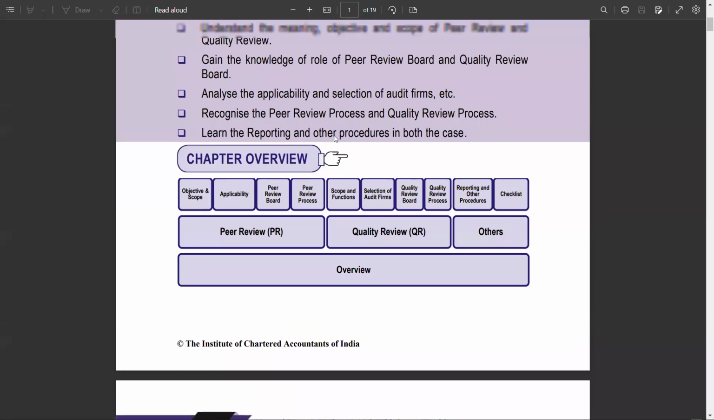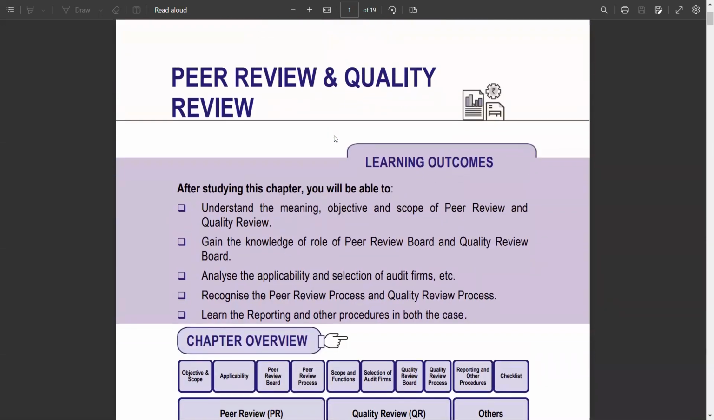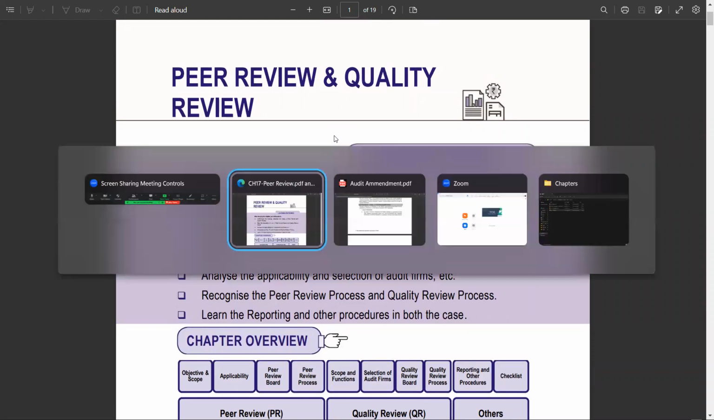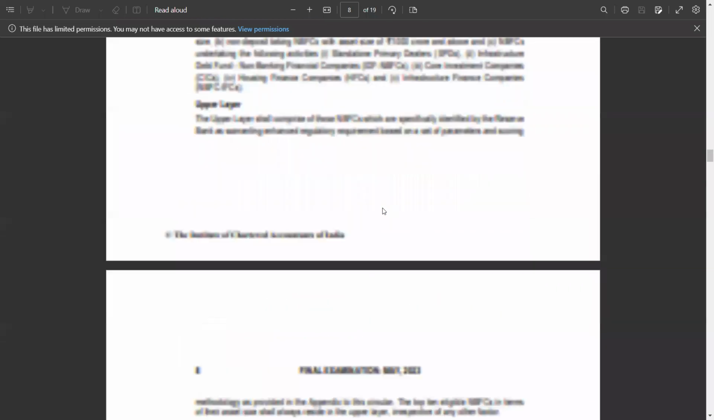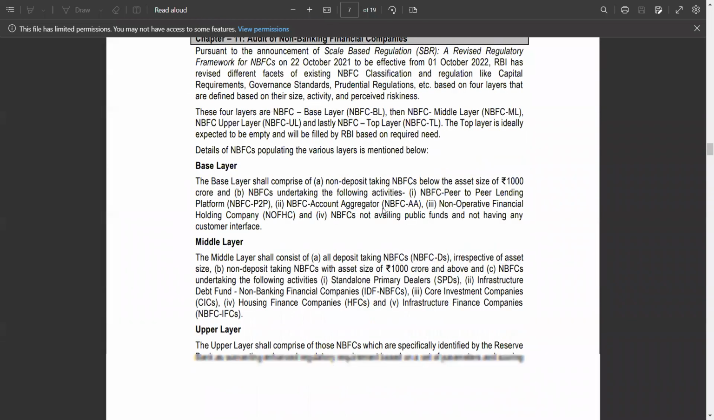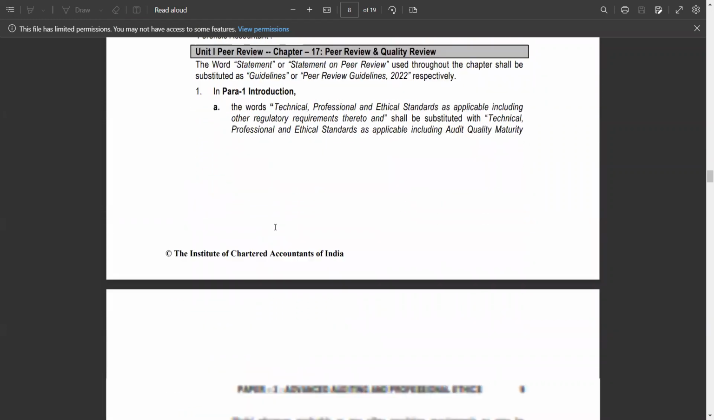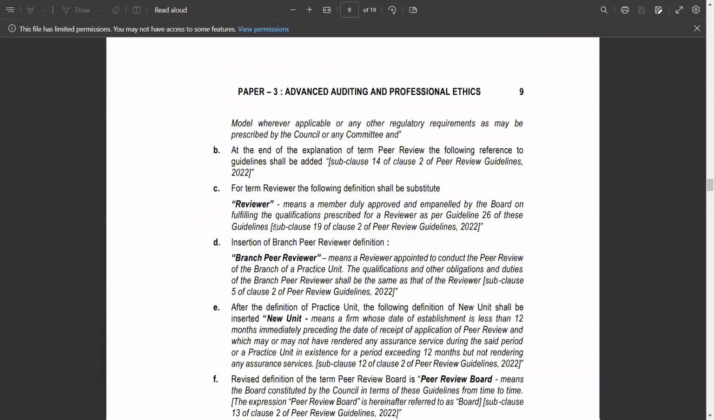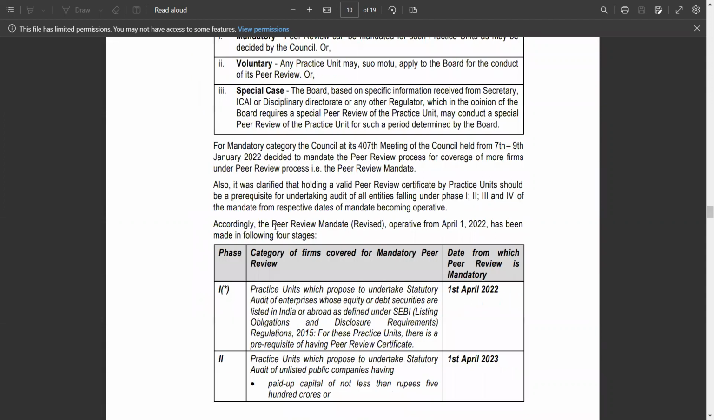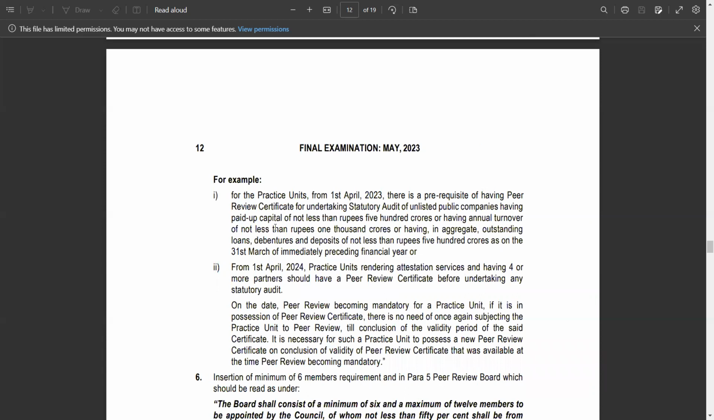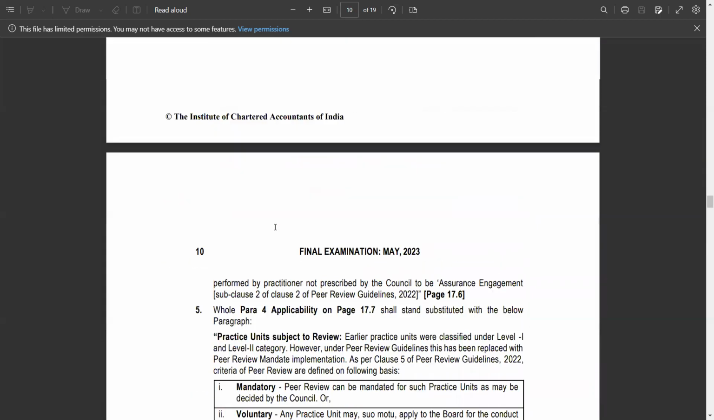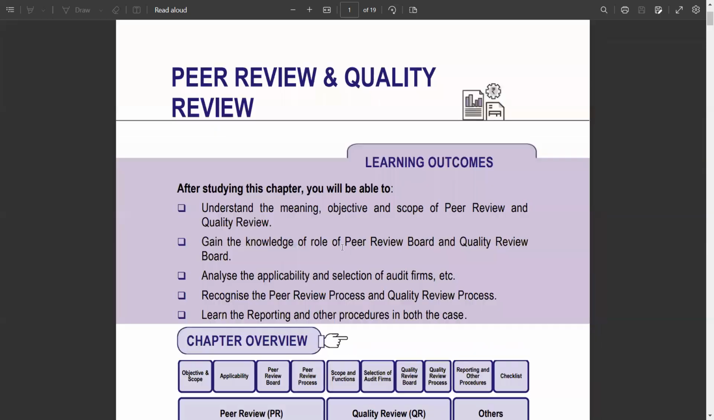Hello friends. So in this video we will be covering the revision of peer review and quality review. As we all know, for May 23 exams, this chapter has been amended, and as you can see from the amendment document issued by ICAI, there are many amendments in peer review. The definition of peer review itself has been changed, and a few things here and there have also been changed. So we will cover this amendment document as well as the peer review chapter. So let's start with the peer review chapter first.